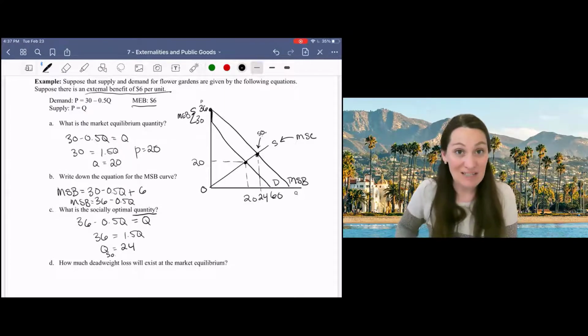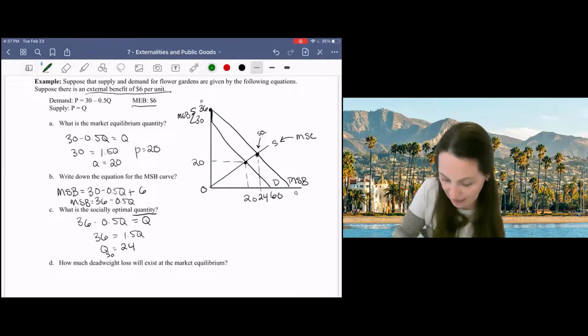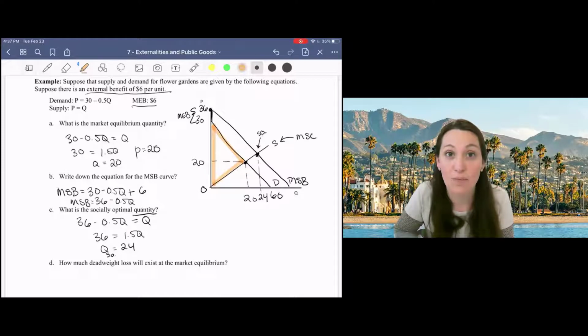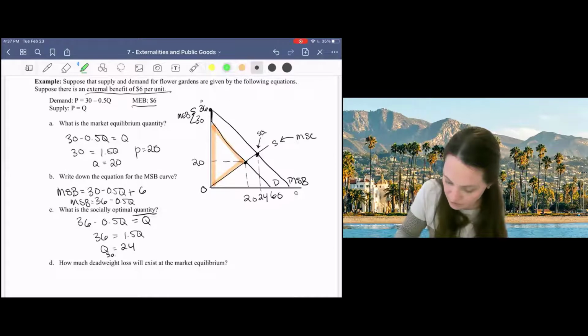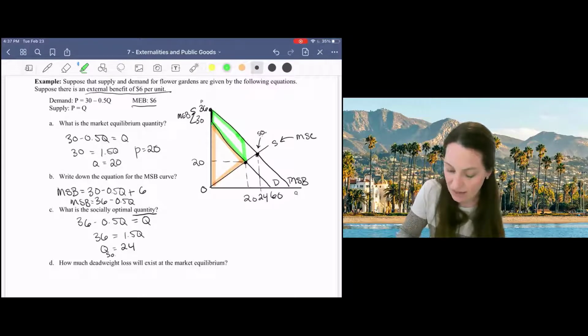The last thing that we want to do is think about surplus. Of course, consumer and producer surplus is maximized at the market equilibrium, and that is still true here if we just think of consumers and producers. But consumers and producers have failed to take into account the external benefit of their actions, meaning that at the market equilibrium, we have less surplus than at the socially optimal point.